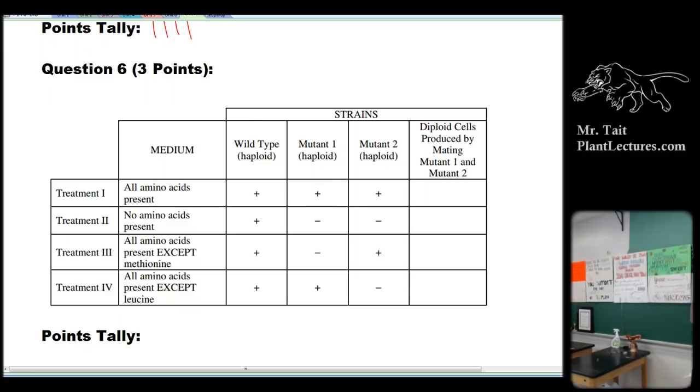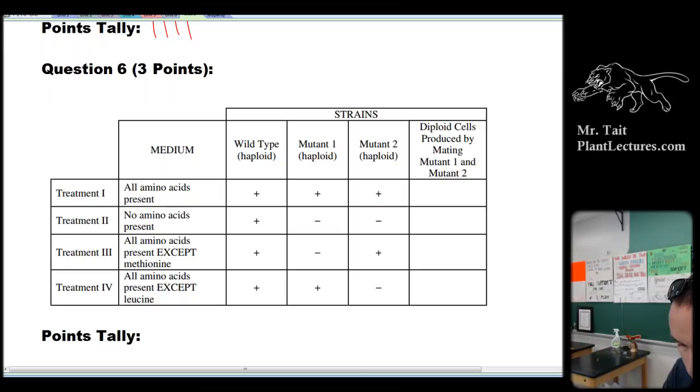A researcher conducted an experiment to determine the ability of yeast to grow in medium that differ in amino acid content. Yeast can grow as both haploid and diploid cells. The researcher tested 2 different haploid yeast strains, mutant 1 and mutant 2, each with a single recessive mutation. I think this part's going to be important, that it says with a single recessive mutation, for reasons we'll talk about in a second. And a haploid wild-type strain, the resulting data are shown in Table 1. Identify the role of treatment 1 in the experiment.